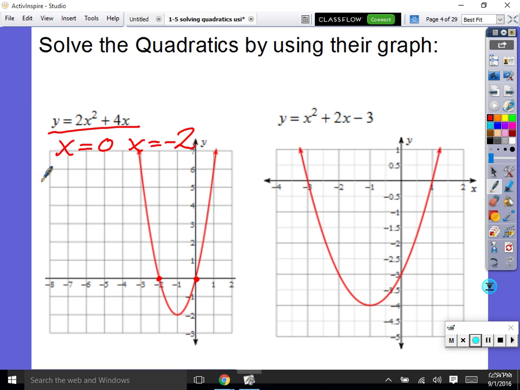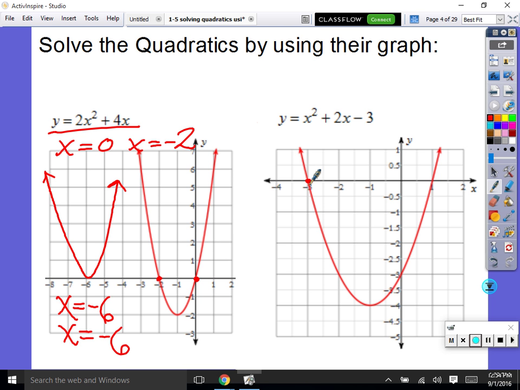That is still true. I had somebody last hour ask me, what if it touches and bounces back up? That's when, technically, x is equal to -6 and x is equal to -6. It touched, bounced back up, so it happens twice, technically. Does that make sense, everybody? Okay. Sweet. Looking at this graph, what are my solutions?